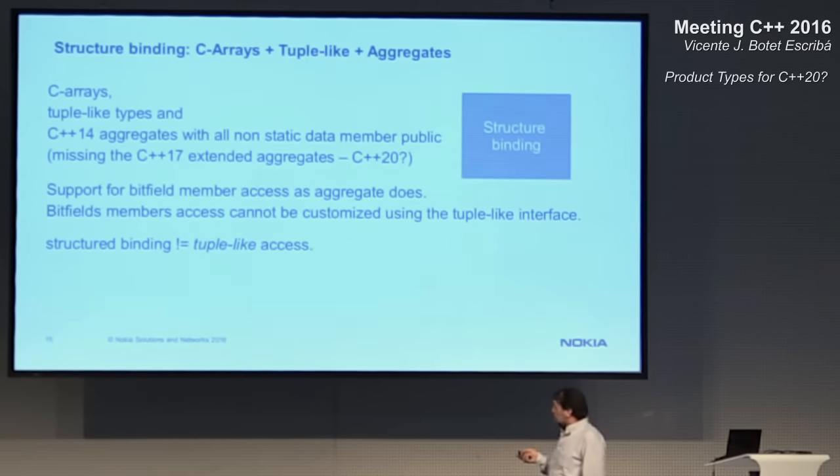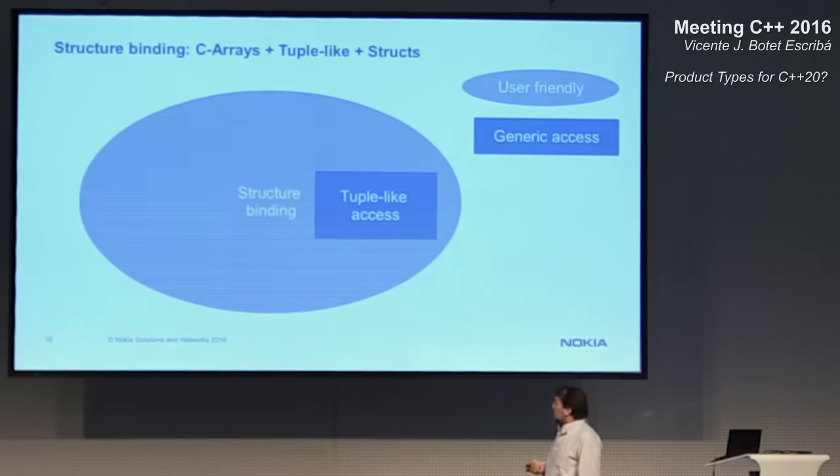So structure binding gives us a friendly interface to extract the elements, but it is not generic enough to be used in generic algorithms, and the tuple-like access is generic, but it is not so friendly.